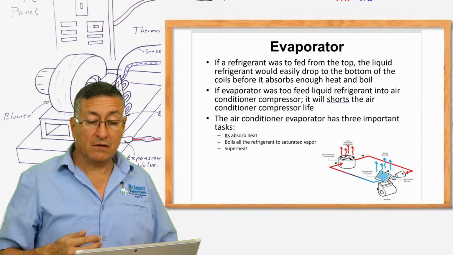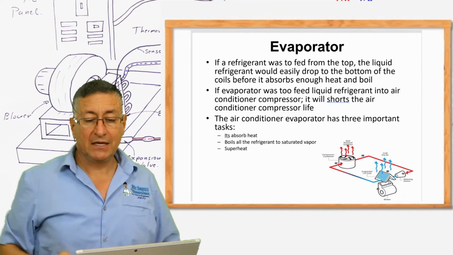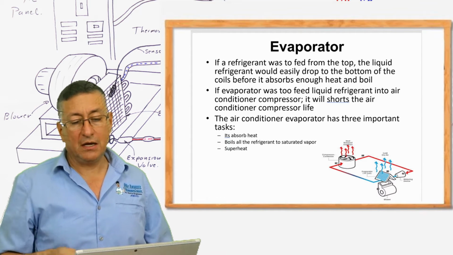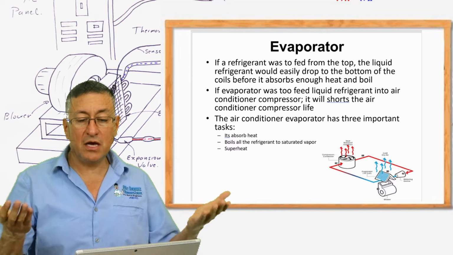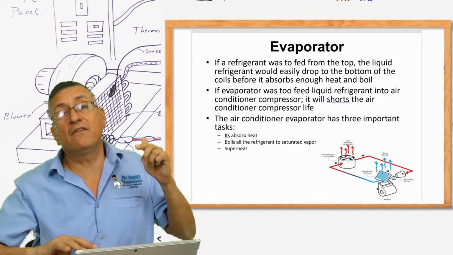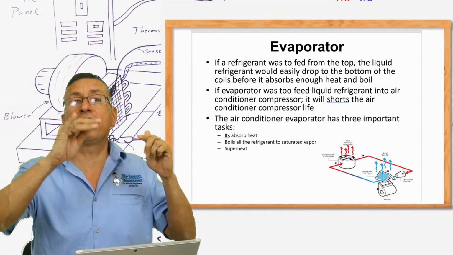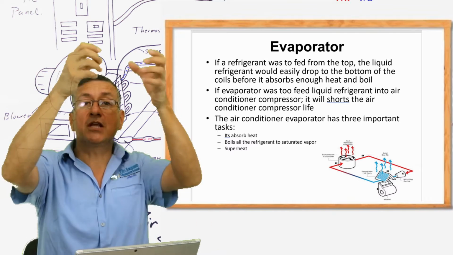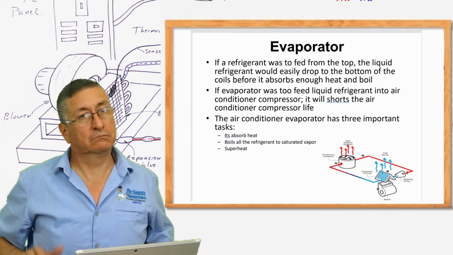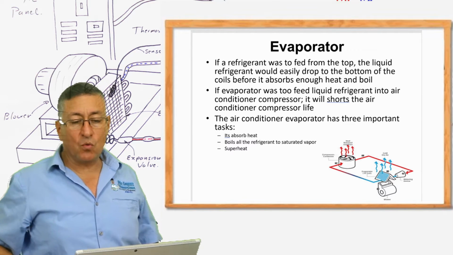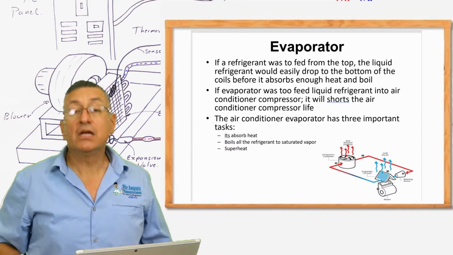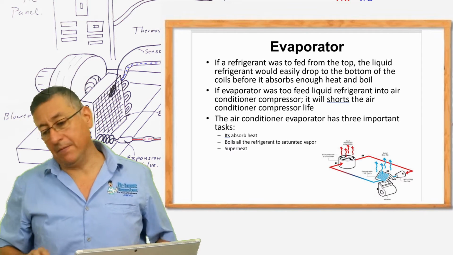If the refrigerant was fed from the top, the liquid refrigerant would drop by gravity into the bottom of the coil before it absorbs enough heat to boil. For that reason, it should enter at the bottom to evaporate in a progressive form. If it enters on top, it drops and does not absorb heat. Alright? Okay, if the evaporator were to feed liquid refrigerant into the air conditioner compressor, it shortens the life of the compressor. Yeah, my friend.